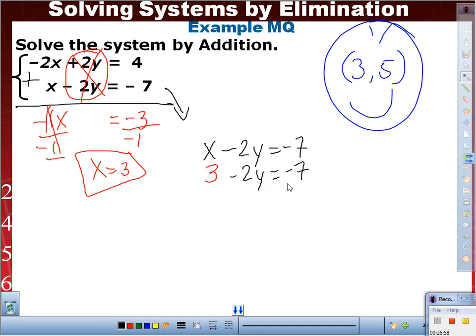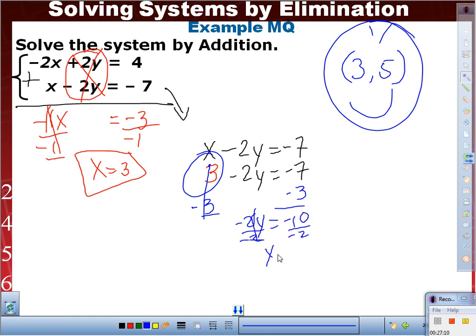Negative 2y equals negative 7. From there, I need to get rid of this positive 3. I subtract 3. Subtract 3. We're left with negative 2y equals negative 10. Divide by negative 2. Y equals 5. And that's how we get 3, 5. We got this? Yes? Okay.